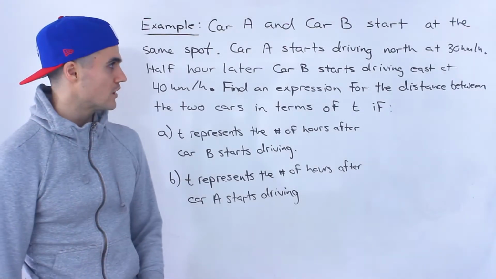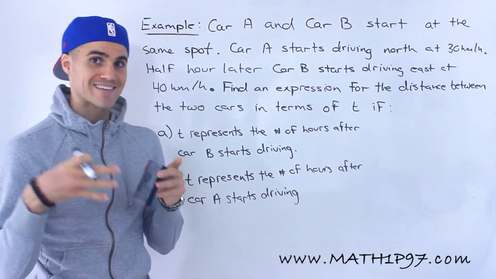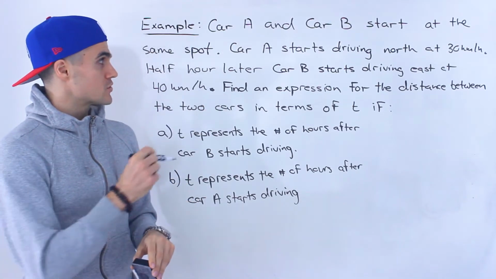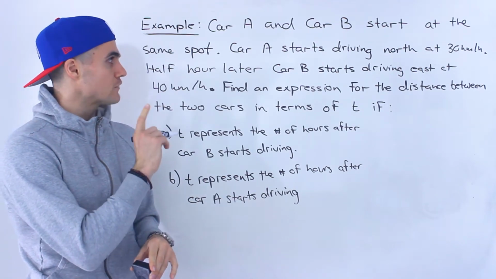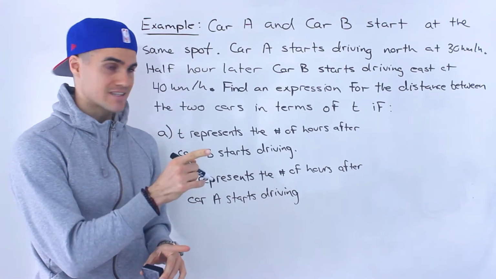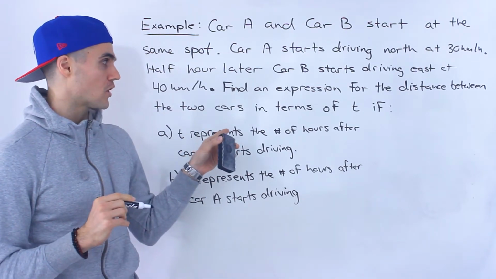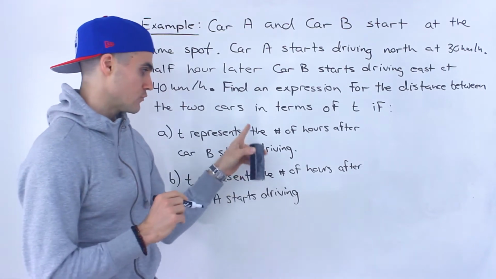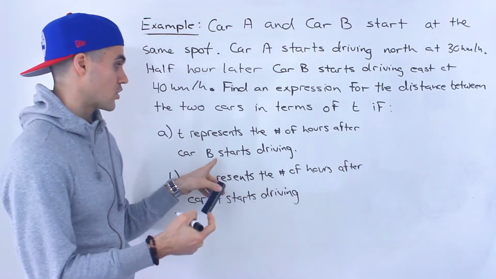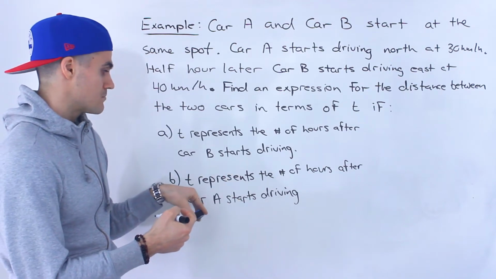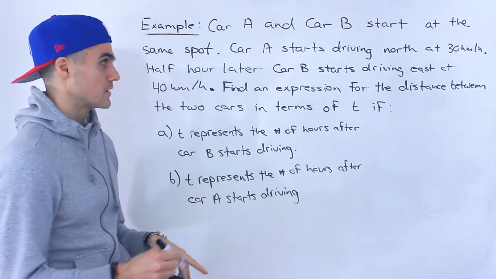Patrick here, and moving on to the next example, we're told that car A and car B start at the same spot. Car A starts driving north at a speed of 30 kilometers per hour, and then half an hour later, car B starts driving east at 40 kilometers per hour. We have to find an expression for the distance between the two cars in terms of t for two scenarios. In part A, t represents the number of hours after car B starts driving, and in part B, t represents the number of hours after car A starts driving.